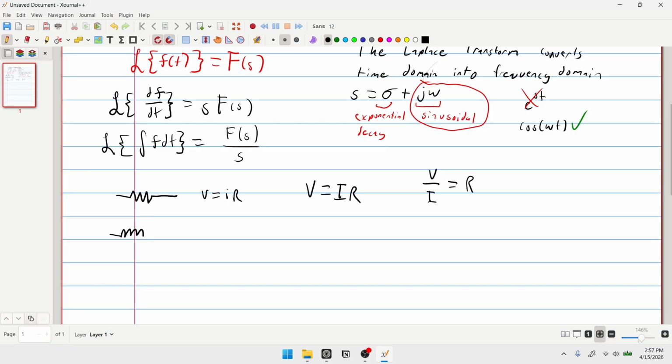Let's talk about the inductor. So the equation for this was V equals L di/dt. If we Laplace transform both sides, we get V equals sLI. Find the impedance by finding V over I, we get sL. And since we're ignoring the complex exponential, s will just equal j omega. So this just equals j omega L.